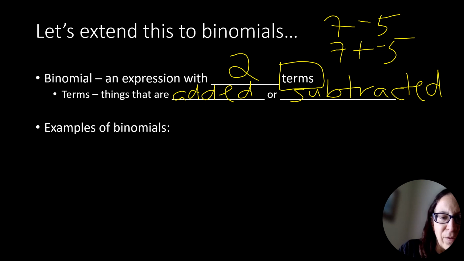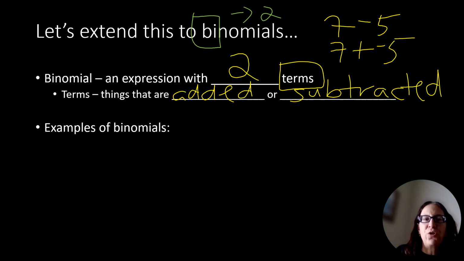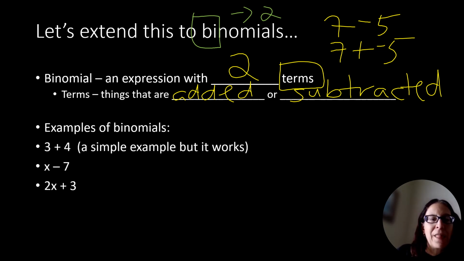Okay, and before I leave this, the prefix bi means two. So you can go back to what you know about words to remember what this is. Bi means two. So a binomial, you're looking at two things that are being added or subtracted. For example, 3 plus 4 is a binomial. It's a simple example, and most of us would just go ahead and write 7, but technically 3 plus 4 meets the definition of a binomial.